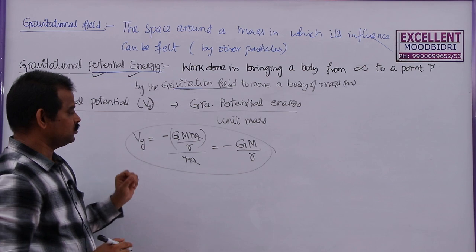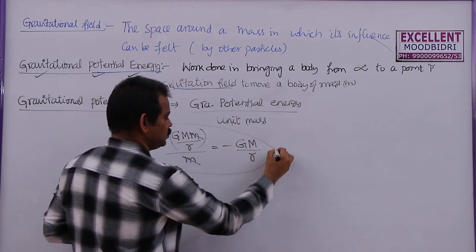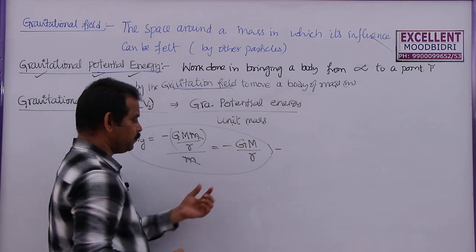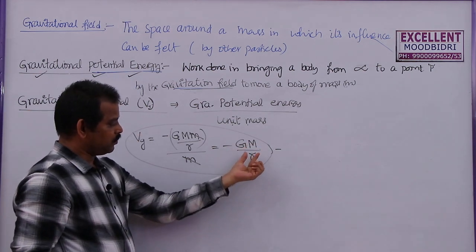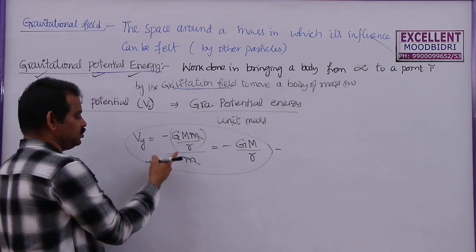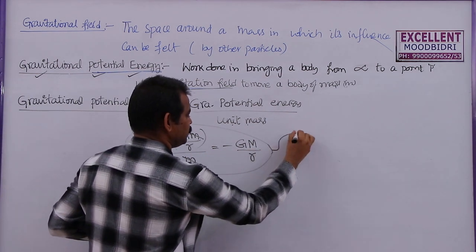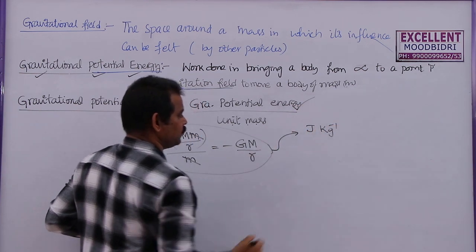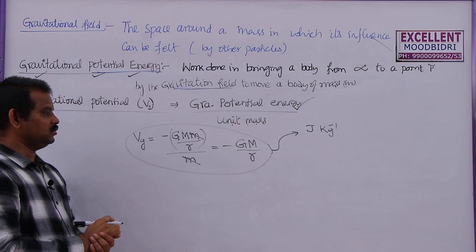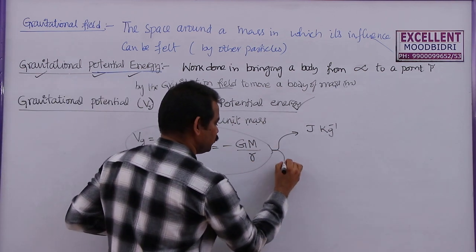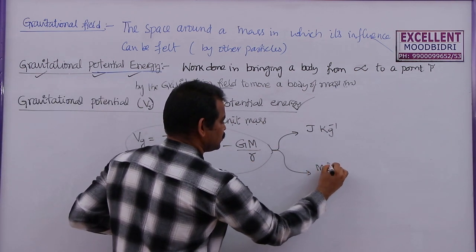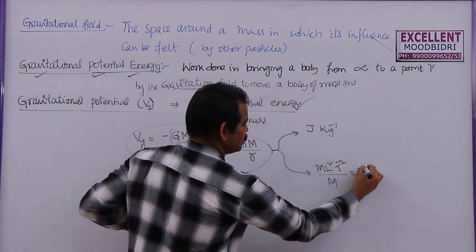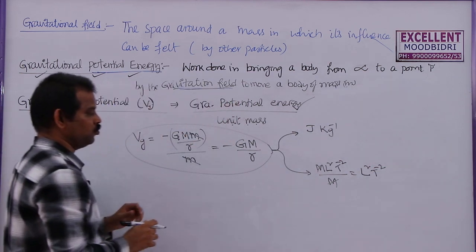So what is the unit for this one? We know that small g, capital G M by r. Instead of writing the unit for capital G, capital M, r, you just write this is the energy per unit mass. Energy is measured in joules and mass is measured in kg. So the SI unit for gravitational potential is joule per kg, and the dimensional formula for this one is M L square T minus 2 by mass M. This is L square T minus 2.